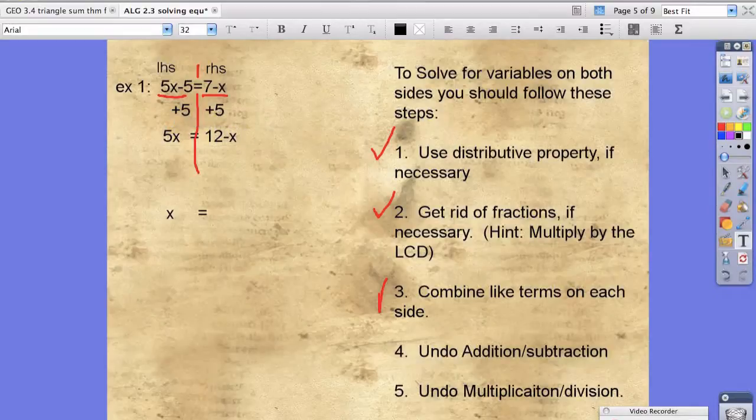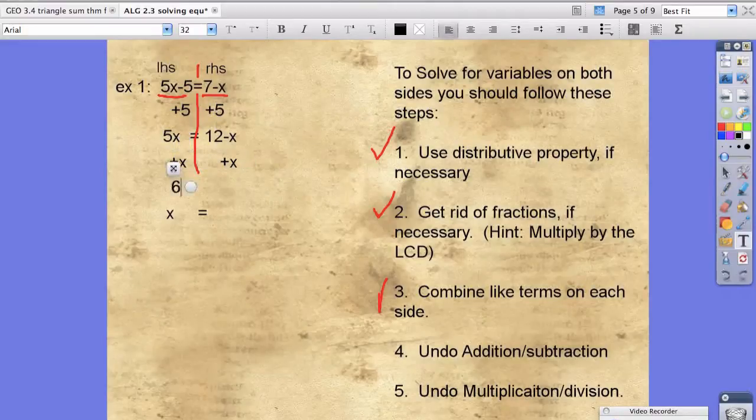Then again, we're reading from left to right. 5x is okay. The equal sign we're not going to touch. 12 doesn't have an x, so it's okay there. Minus x is the issue. We are supposed to move all the x's to one side of the equal sign. So because it says minus x, we're going to add x to both sides.